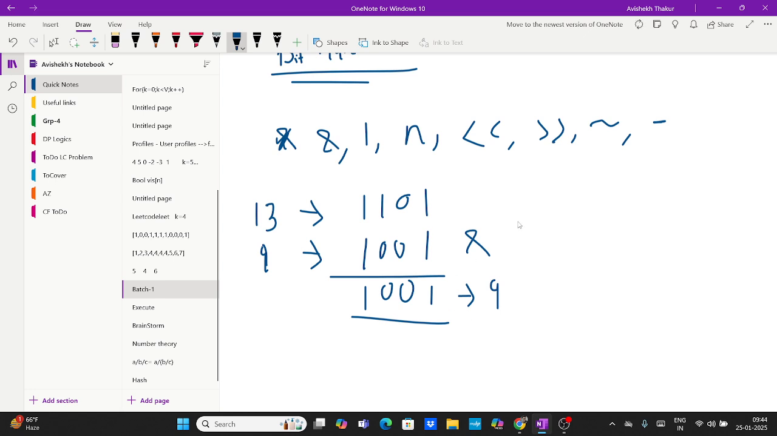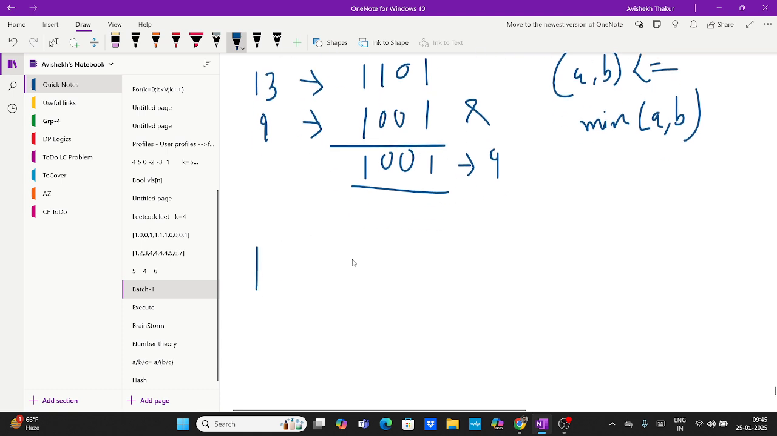One quick observation is that bitwise AND of a comma b is always less than or equal to the minimum of a comma b. Do you guys agree? Yes. Because whenever one number has the bit not set and the other has the bit set, it will eventually turn out to be 0. So the number which is formed will always be less than or equal to the minimum of those numbers. So this is one observation.